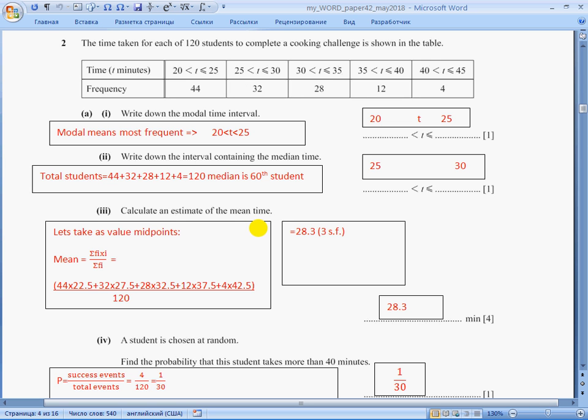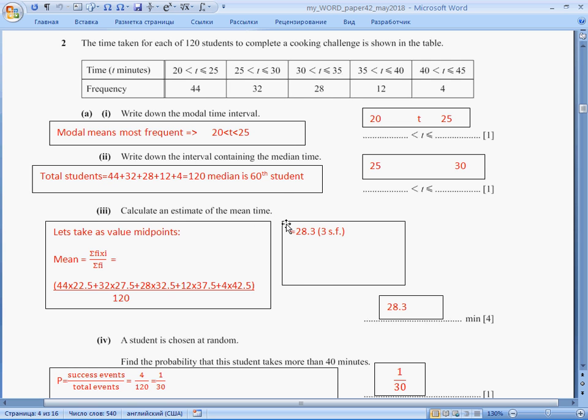Calculate an estimate of the mean time. The mean time formula is frequency times value divided by total frequency, but because we have intervals, we will take the mid value. So the mid value will be 20 plus 25 divided by 2, it is 22.5, and the same for the rest of the intervals. So after substitution, we get 28.3, to three significant figures.